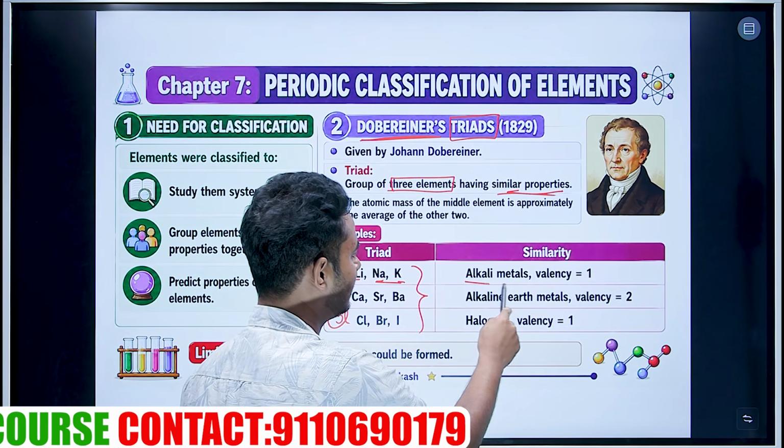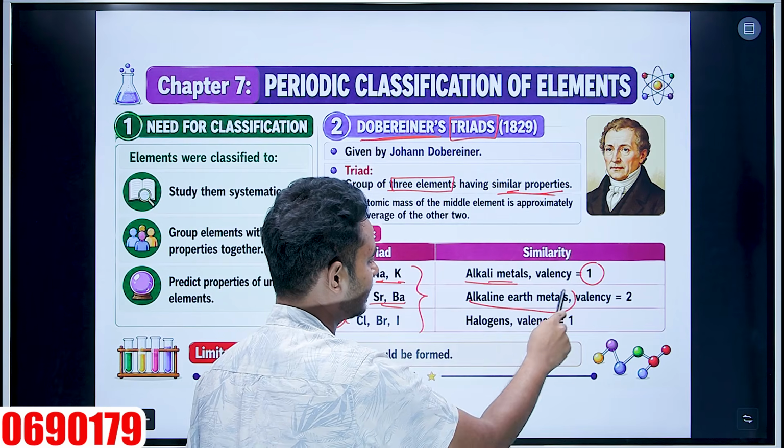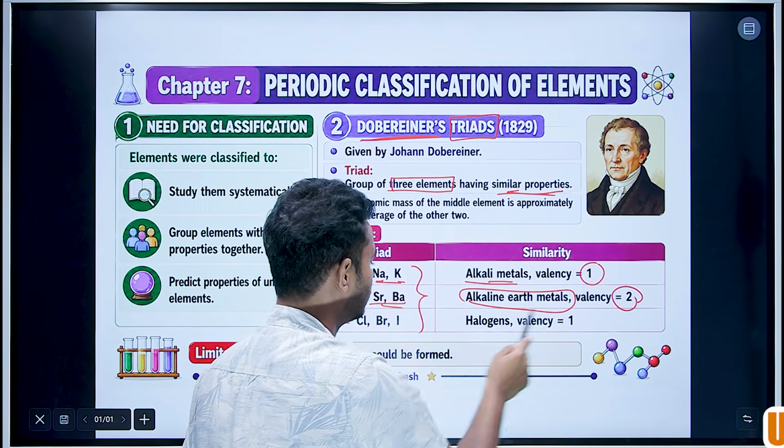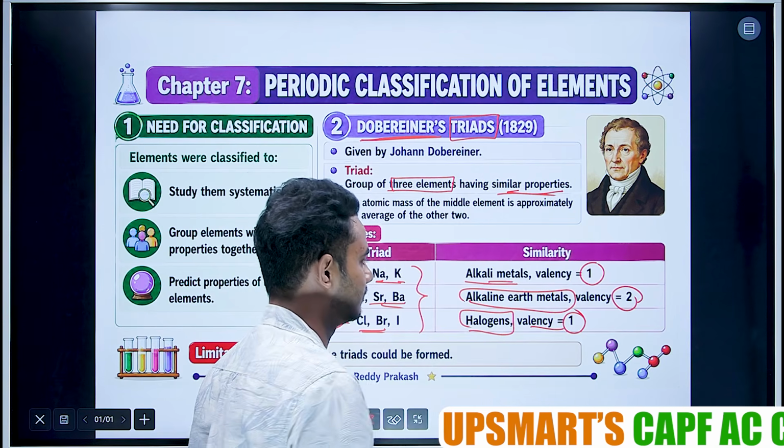These are alkali metals, valency 1. The second group is alkaline earth metals with valency 2. The third one is halogens with valency 1.